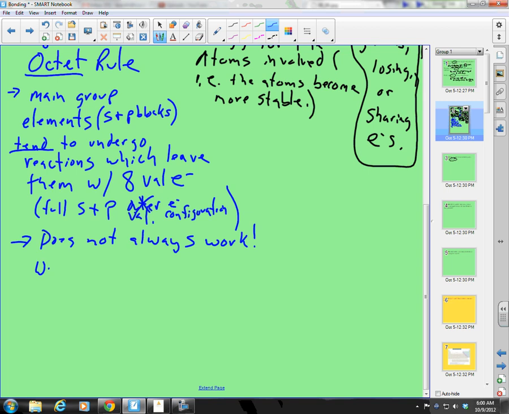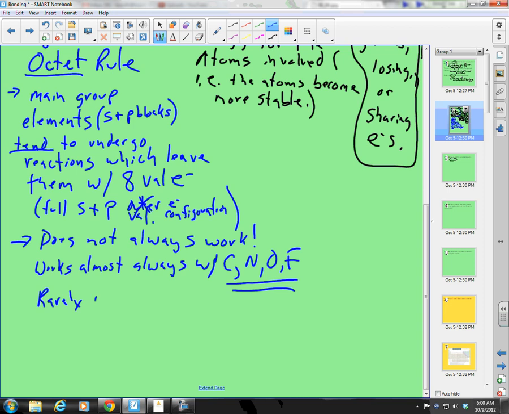Works almost always with, sorry about that, let's clean that up. With carbon, nitrogen, oxygen, and fluorine. These guys almost always want 8 valence electrons when they're done. Rarely, it works rarely with these guys.